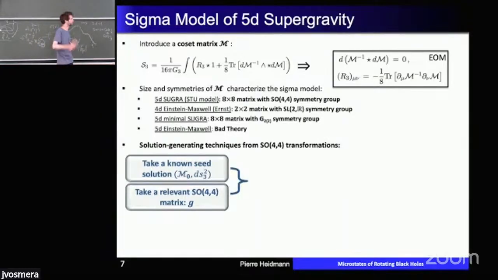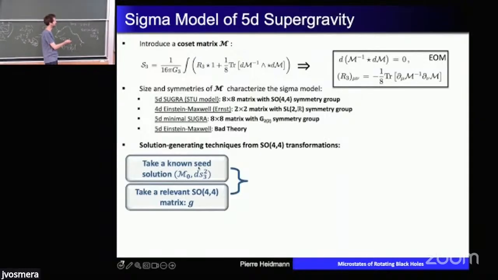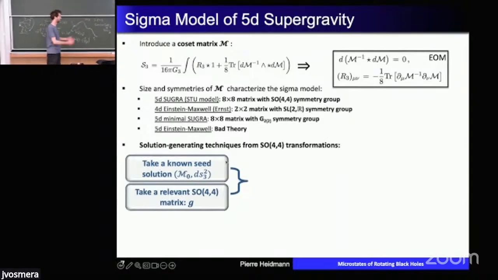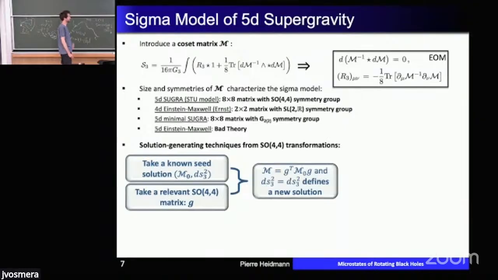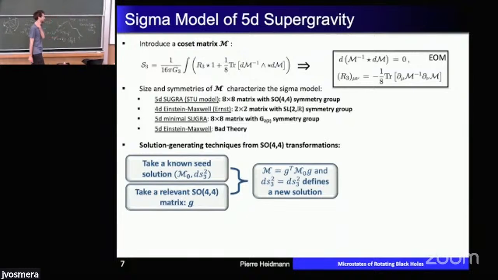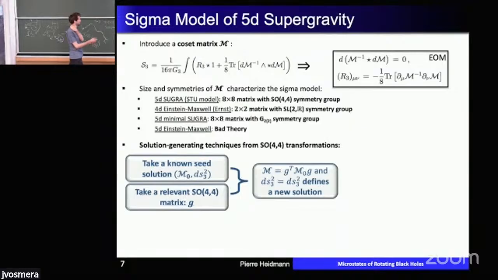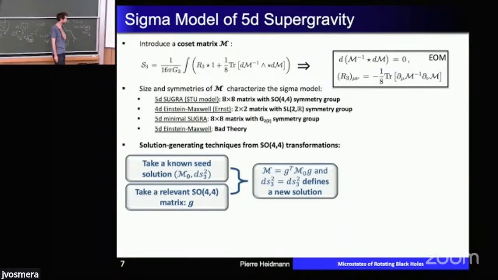You can take either the BPS solution, you can take Euclidean Schwarzschild, you can take Schwarzschild, whatever seed solution that you already know. So it's characterized by an M0 of the 16 scalar fields, and a base, ds3 squared. Then you can take any relevant SO(4,4) matrix you want. I will call it G. And then you can just build a new solution by just a matrix product. It cannot be much simpler than that. You just take an M, which is M0 multiplied by G transpose on the left and G on the right.